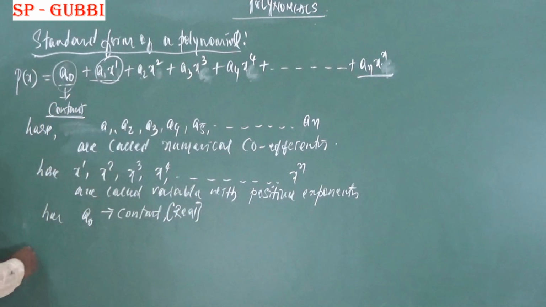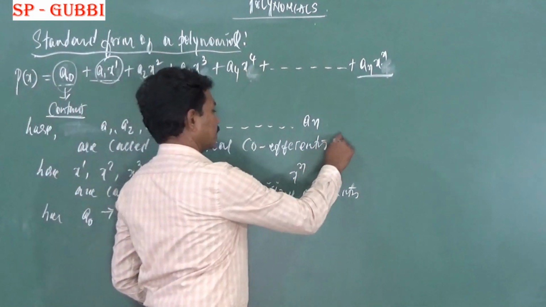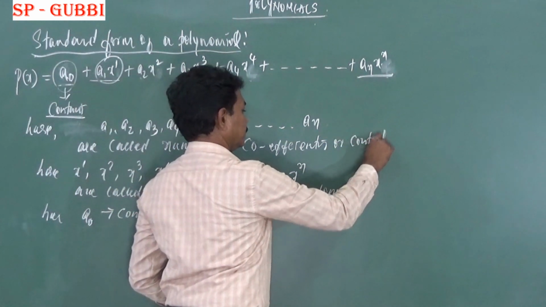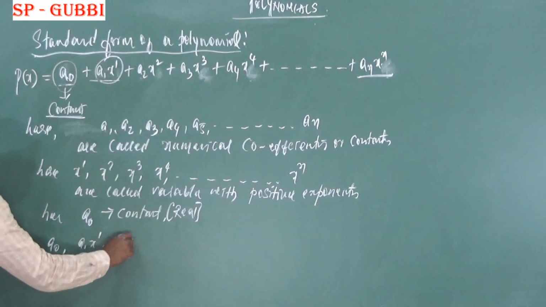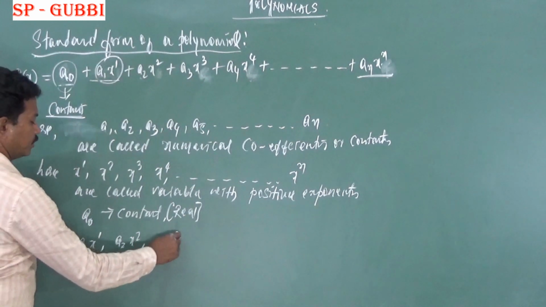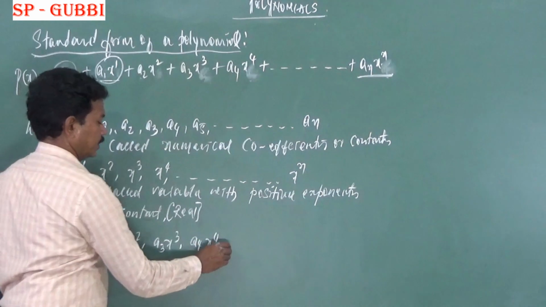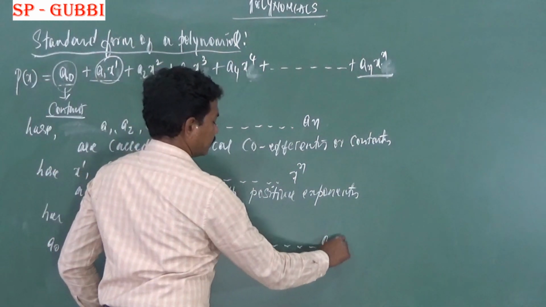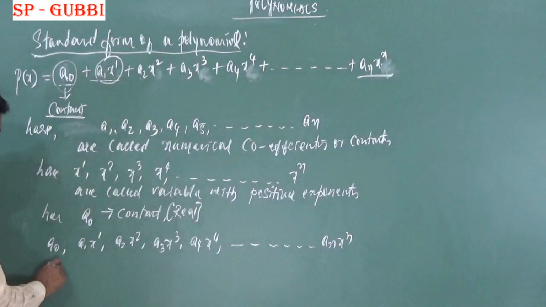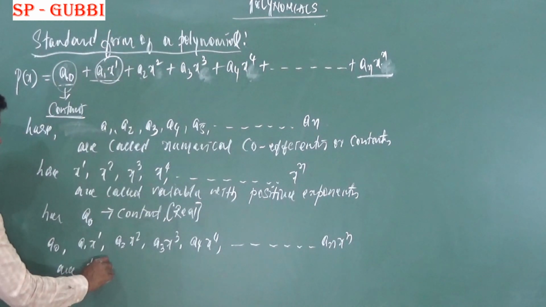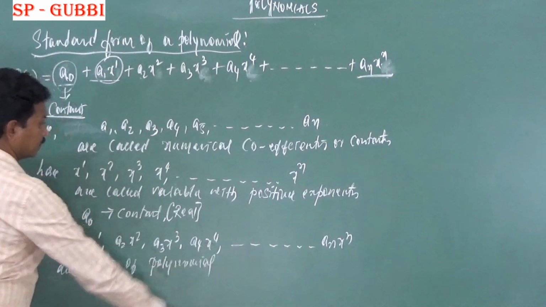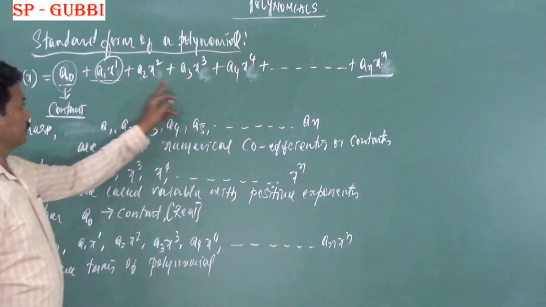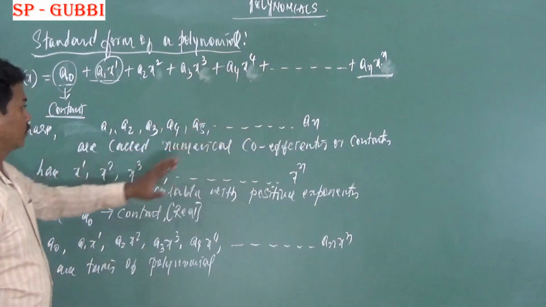Numerical coefficients or constants, you can also use the word here. So here, A base 0, comma, A1 x to the power 1, A2 x square, A3 x cube, A4 x to the power 4, dot dot dot, A n x to the power n, are terms of the polynomial. This is very important. So once again, this is the general form or standard form of a polynomial.